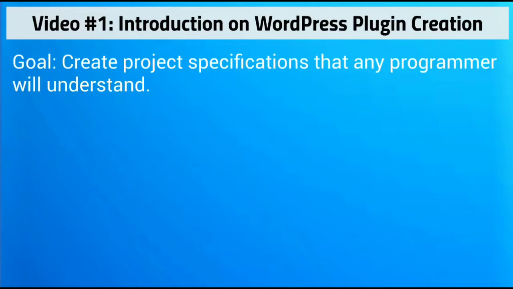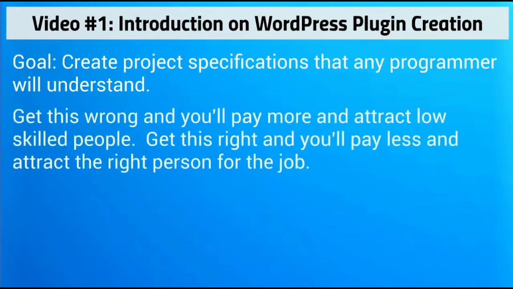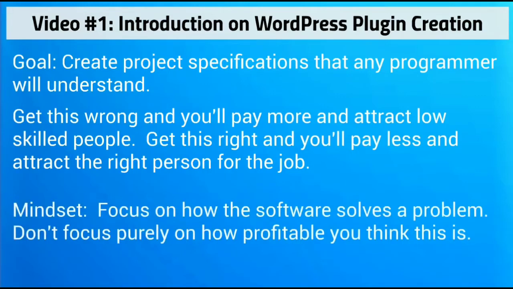Instead of wasting time and actually this taking 4 to 5 months to create, you could save time. So this is all about how to save time and money by doing things right. Get this wrong, and like I said, you're going to pay more. You're going to attract low-skilled people that are going to say, yes, I can do anything. And you're not going to know what to do. You're going to say yes, you're going to give in, and you're going to get the wrong person. So I want to make sure that you get this right, and you're going to pay less and attract the right person for this job.